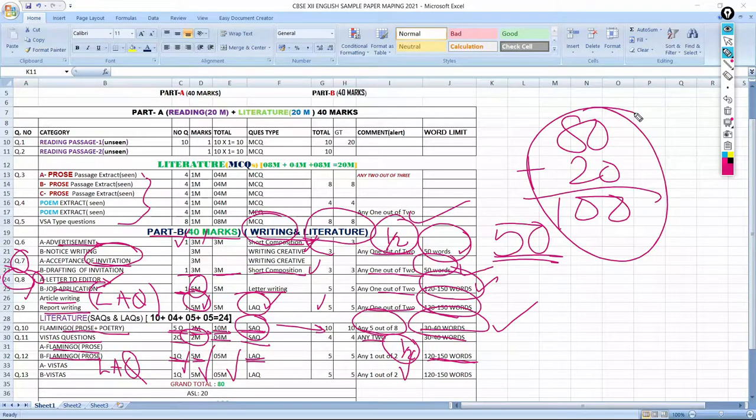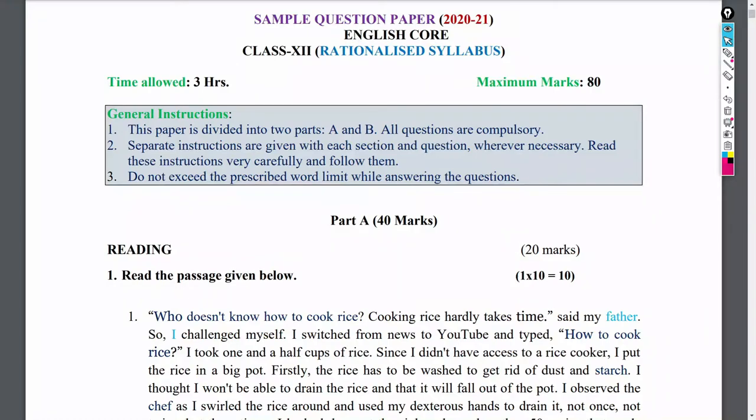Now we will be discussing the sample question paper. Okay, my dear children, after having discussed the map of the sample question paper, it is time to discuss the sample question paper issued by the CBSE this year for the forthcoming exam. Now let us see the question paper. Here you will notice that this is a rationalized syllabus.